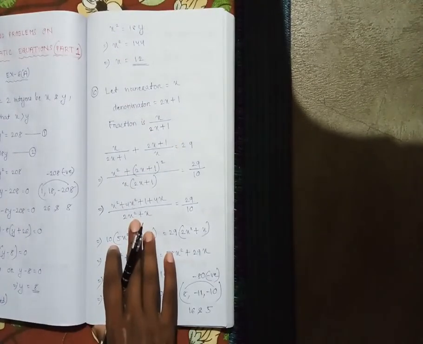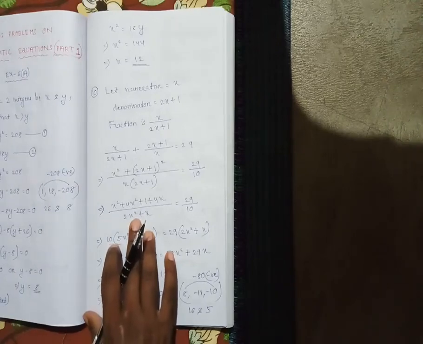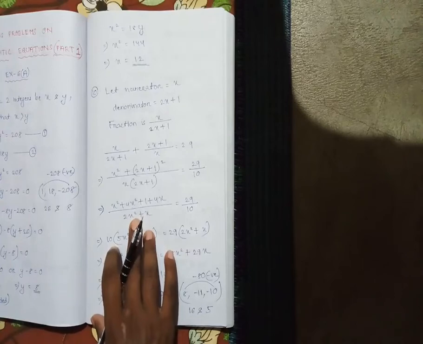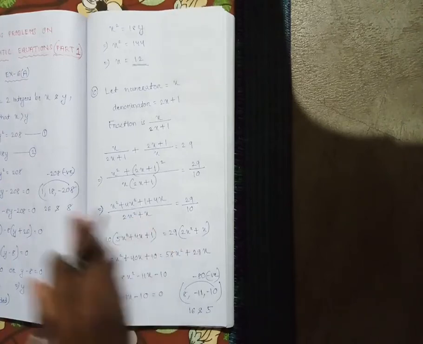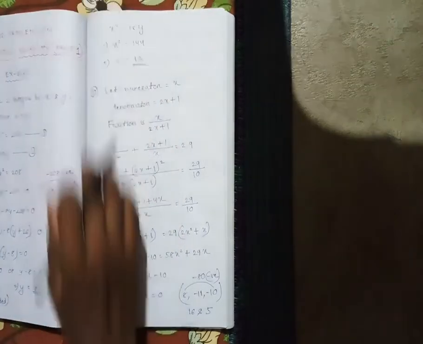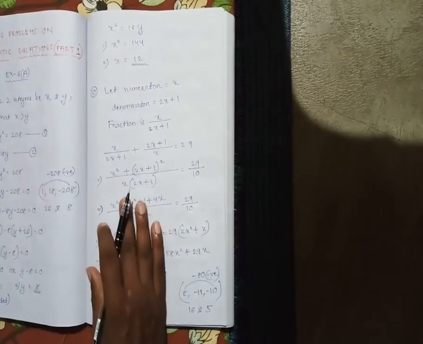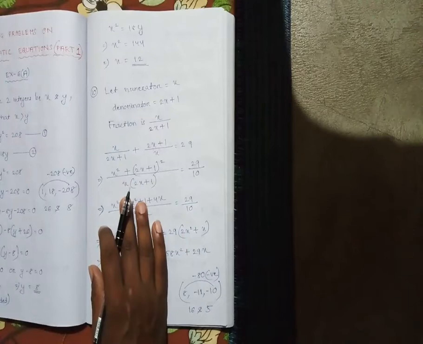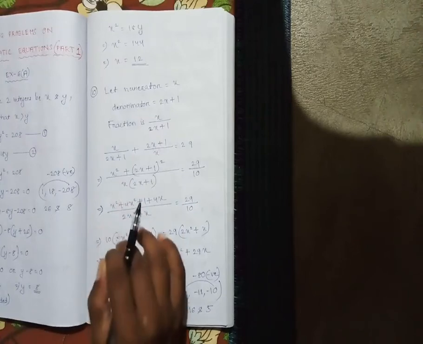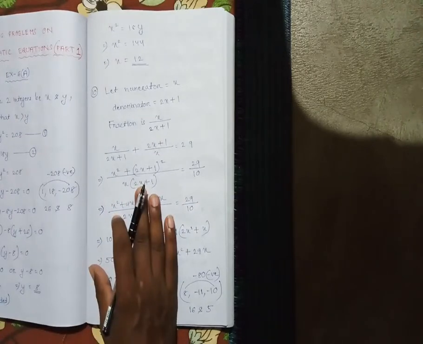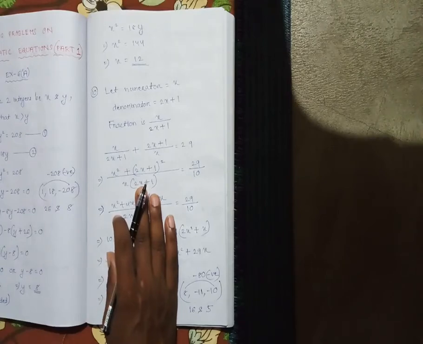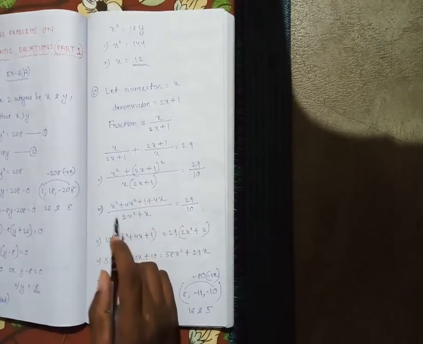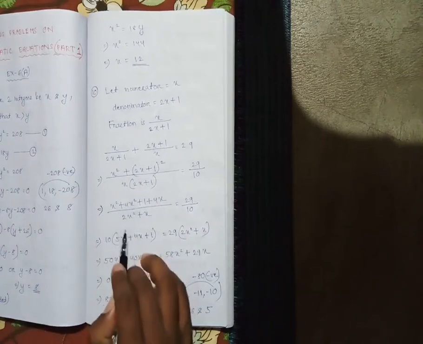Now move to example number 10. The denominator of a positive fraction is 1 more than twice the numerator. The denominator is greater. If the sum of the fraction and its reciprocal is 2.9, find the fraction. So according to the question, the numerator is smaller and the denominator is greater.